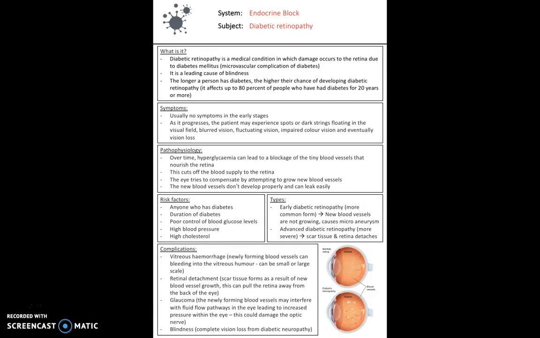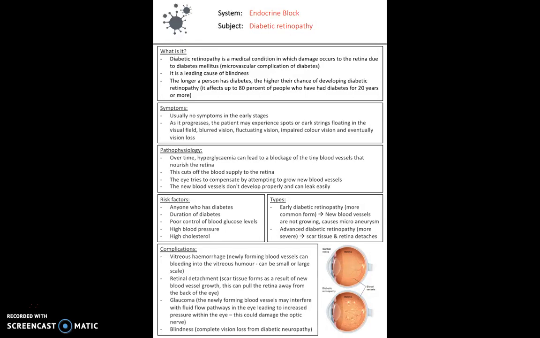In the early stages, there are very few symptoms of it, which makes it quite hard to determine this is happening, but as it progresses, the patient will start to experience spots or dark strings floating in the visual field, associated with blurred vision as well, fluctuating vision and impaired coloured vision. But all of this essentially will lead to visual loss. Having a retinopathy is the leading cause of blindness. The reason behind why this happens: the hyperglycemia that you sustain in diabetes leads to a blockage of the tiny blood vessels that nourish our retina, and as a result this cuts off the blood supply to the retina. As a result, the eye tries to compensate and grow new blood vessels, but these don't develop as properly as they should, and as a result can leak very easily, leading to hemorrhages within the eye.